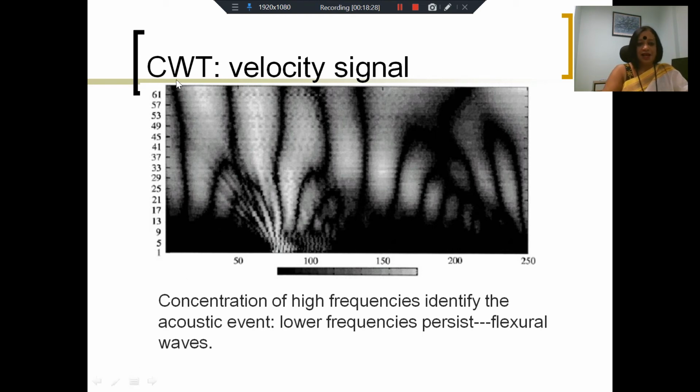Now, this is a continuous wavelet transform of the velocity signal. Here, what you have on the x-axis is time, and on the y-axis you have what is called scale. Let's not bother about what scale is. Scale kind of corresponds to the frequency. So the higher the scale, the lower the frequency. So basically these are the low frequency components. 61 gives you a measure of the low frequency components, whereas 1 and 5 correspond to the high frequency components.